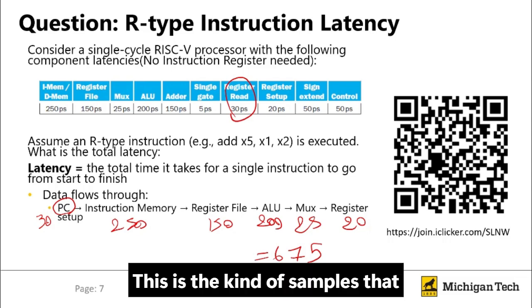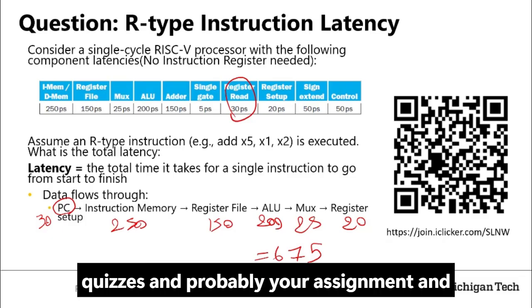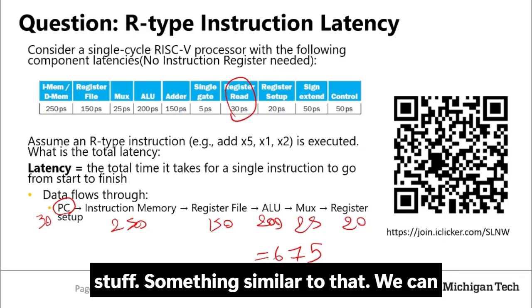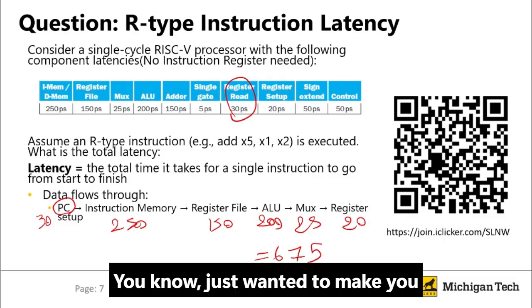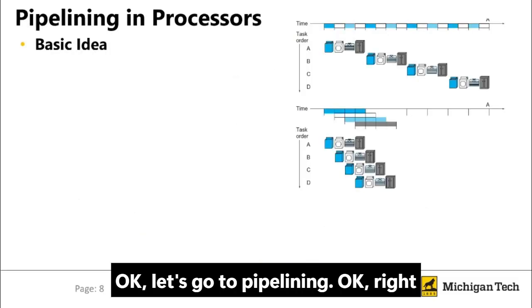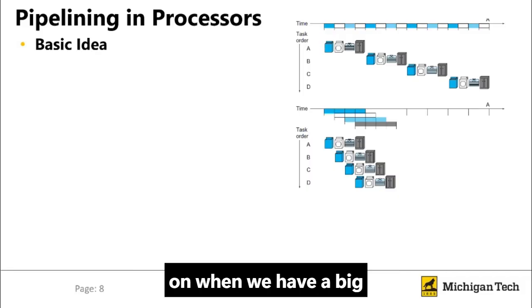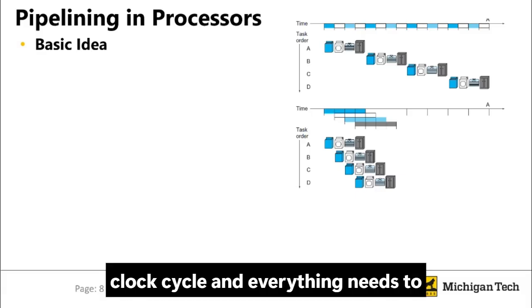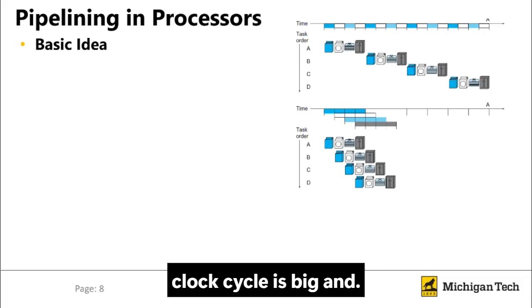This is the kind of sample that we're going to see in your quizzes and probably your assignment, something similar to that. We can play with it in a different way. Okay, let's go to pipelining. Right now we have enough idea of what's going on. When we have a big clock cycle and everything needs to be done within it, sometimes this clock cycle is big.